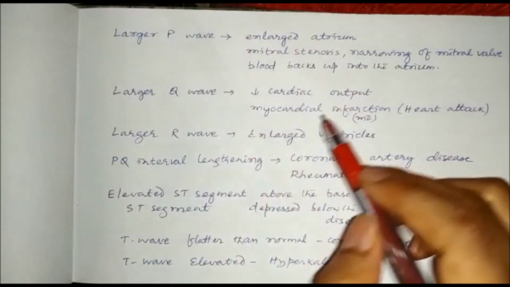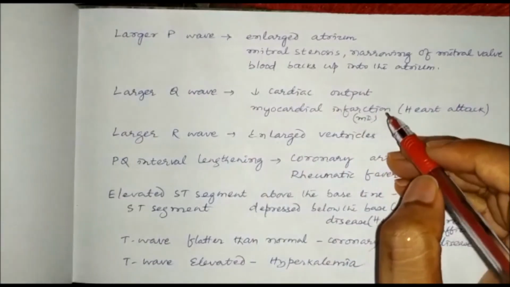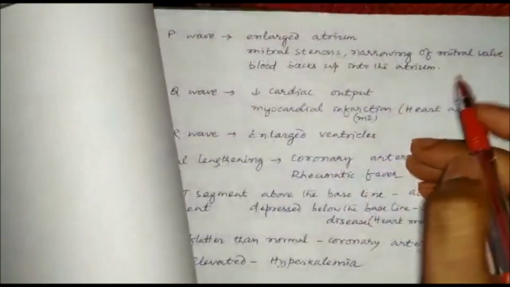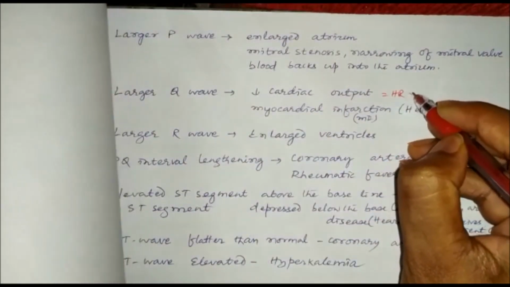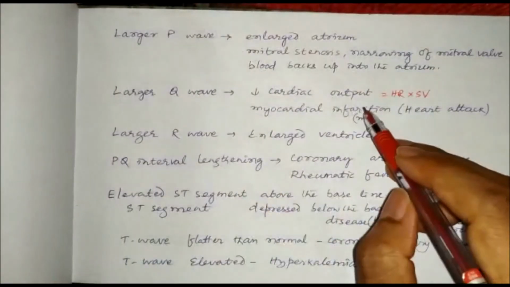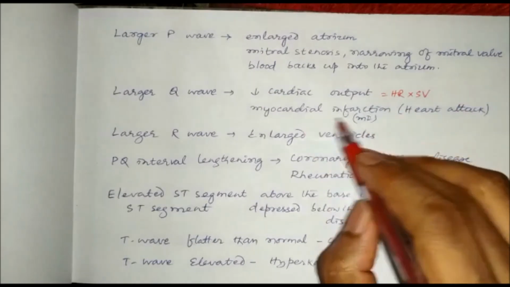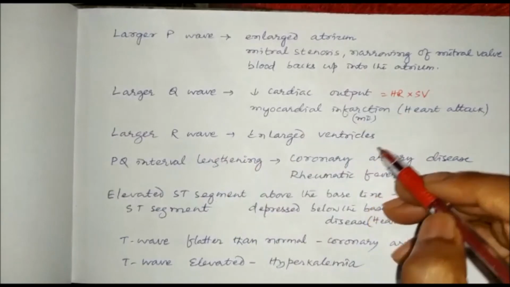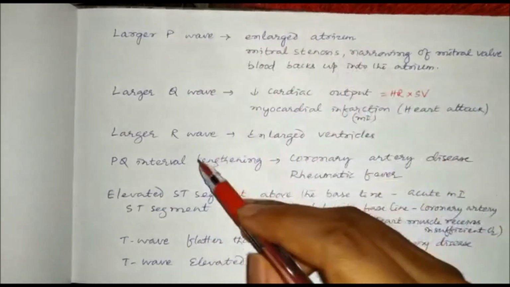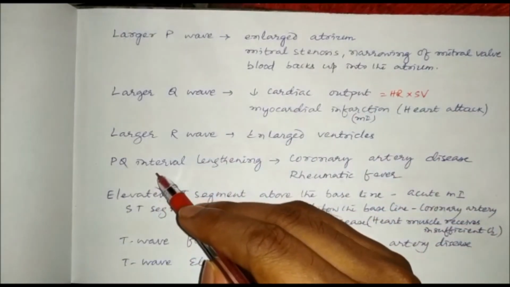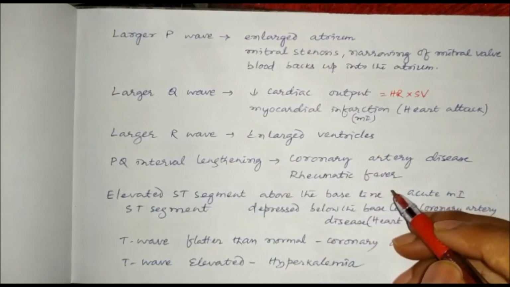Then a larger Q wave. Cardiac output is your heart rate times stroke volume. So when this Q wave is larger, that means there is decreased cardiac output, and there is a heart attack or myocardial infarction. And when there is a larger R wave, we say enlarged ventricles, like a larger P wave means an enlarged atrium, a larger R wave means enlarged ventricles. When there is lengthening of the PQ interval, then we can say there may be rheumatic fever or coronary artery disease.